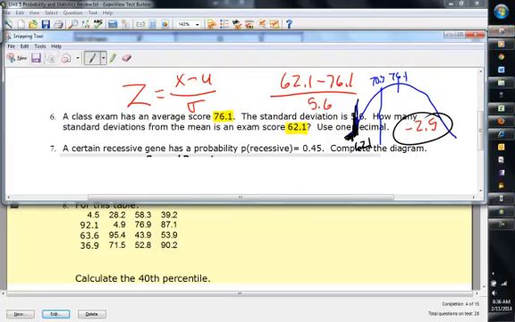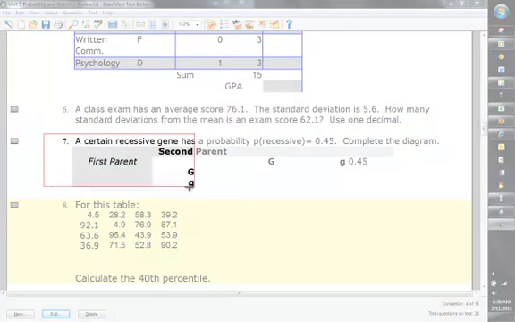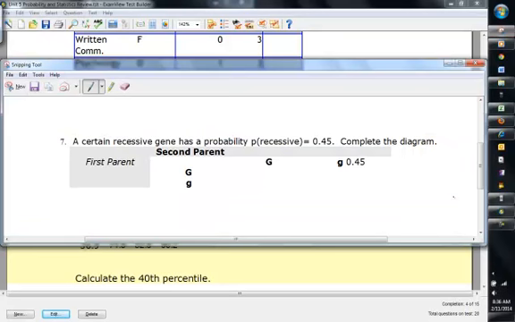We're supposed to find how this genetics works out here. Well, the first parent has a recessive gene of 0.45. So we make this one 0.55 because these two numbers have to be all of the amount. So this is 0.55 and this is 0.45. That's the probability of the recessive gene.